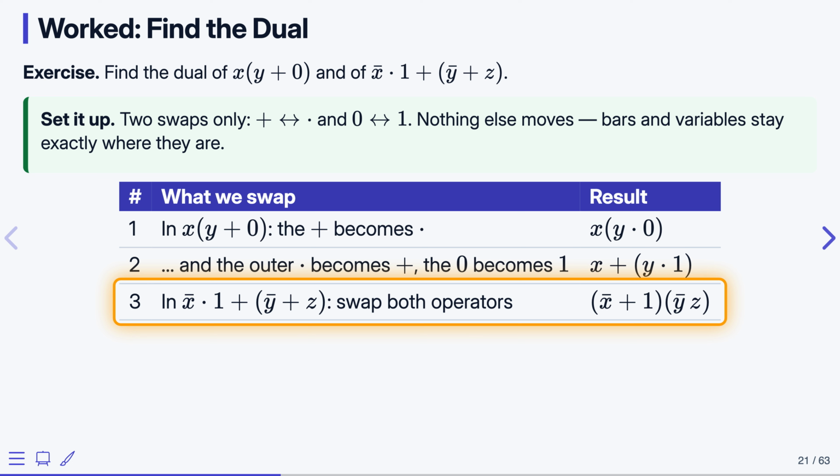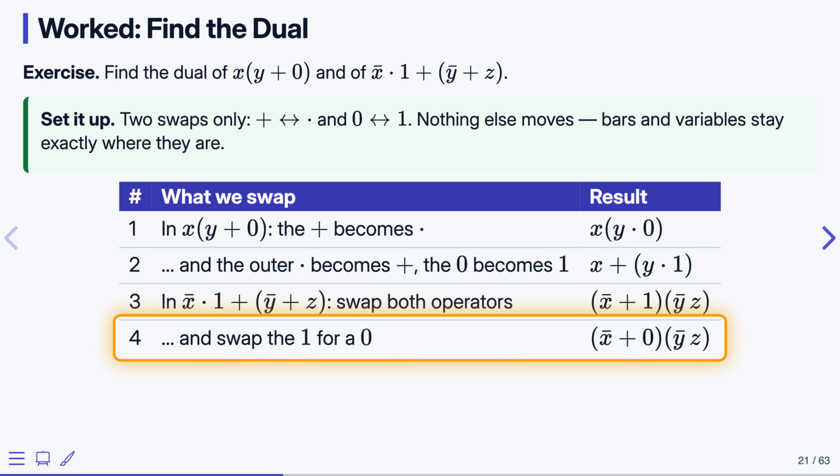Step 3. Now the second one. Bar x times 1 plus the bracket bar y plus z. Swap every operator. The outer plus becomes a product, the inner product becomes a plus, and the plus inside the bracket becomes a product. Step 4. Finally swap the 1 for a 0. The dual is bracket bar x plus 0 times bracket bar y times z.